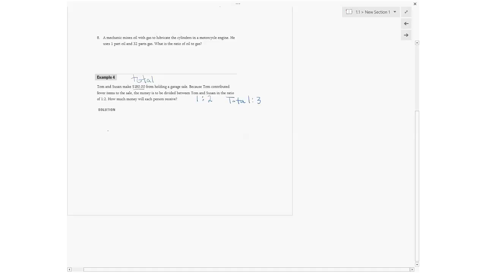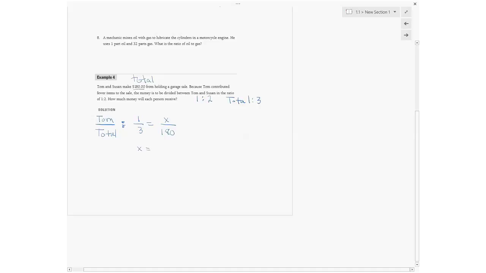So if we had a ratio of Tom to the total, well, Tom was $1 out of every $3 sold. Let's make that actually just that. What do I want to know? Well, I want to know how much Tom sold, and I know that the total that they sold was $180.